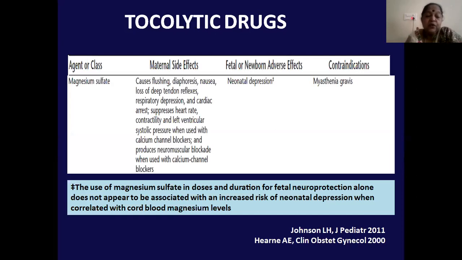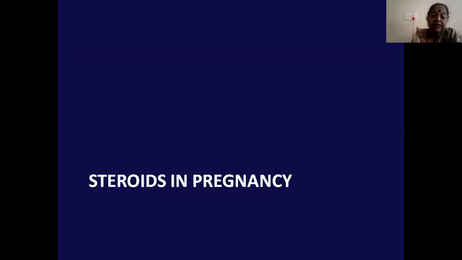Another thing you should remember is that when you use magnesium sulfate in the dose and duration of fetal neuroprotection alone, it does not appear to be associated with an increased risk of neonatal depression. So you can use it as neuroprotection.